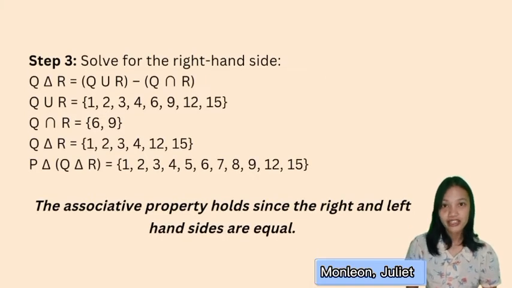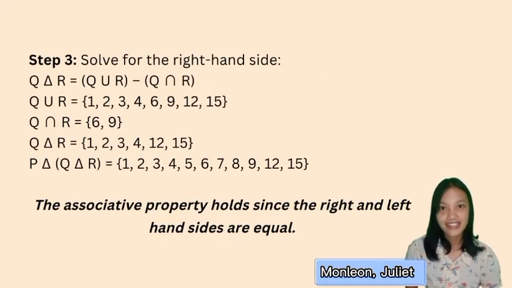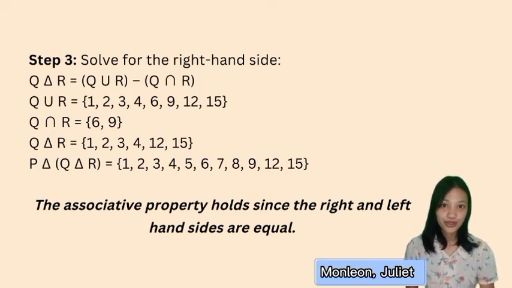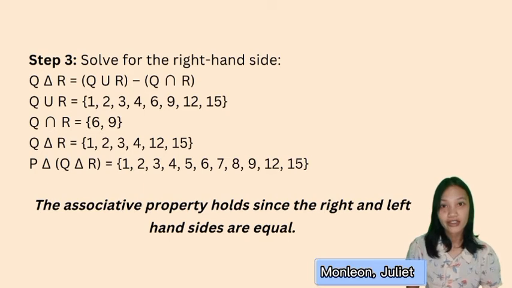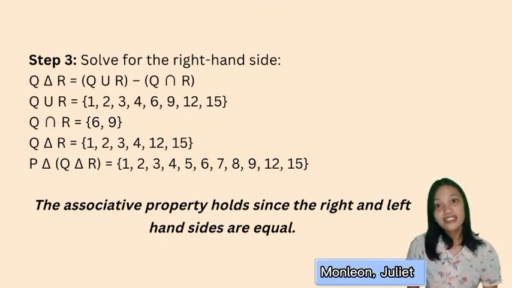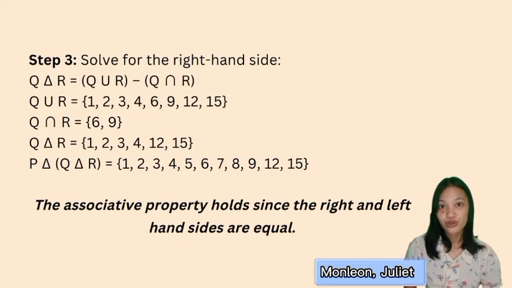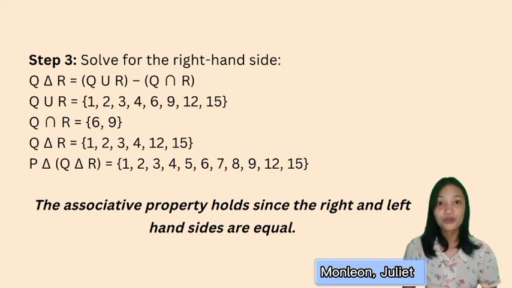So step 3, solve for the right hand side. Q delta R is equal to Q union R minus Q intersection R. Q union R is equal to 1, 2, 3, 4, 6, 9, 12, and 15, while Q intersection R is equal to 6 and 9. So if we subtract these two results again, the symmetric difference of Q with respect to R is equal to 1, 2, 3, 4, 12, and 15.